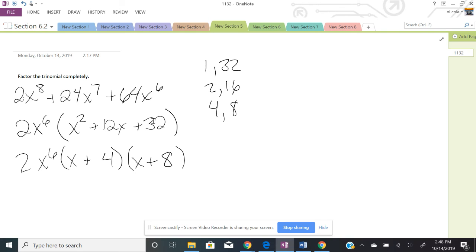I'm going to FOIL just the parentheses. So that gives me x squared plus 8x plus 4x plus 32. These combined make 12x, which I can see is what I needed back here. So I've completely factored that, which is great.